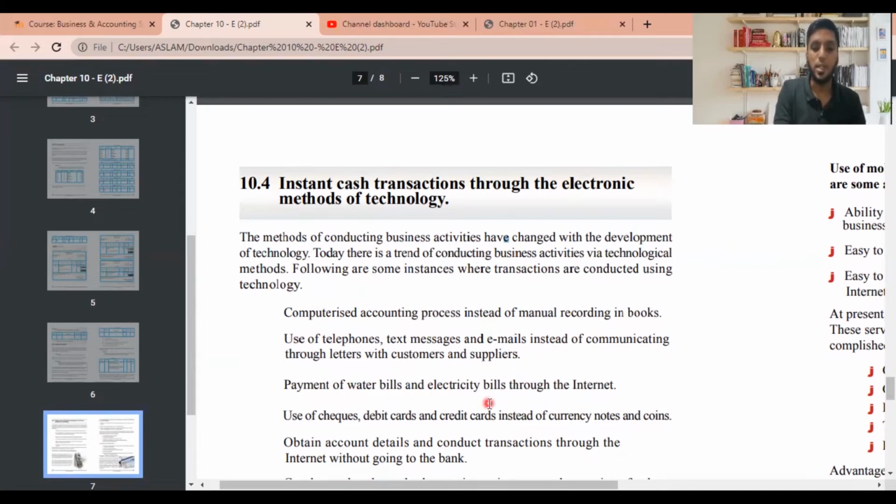Payment of water bills and electricity bills through the internet. As an accountant, you don't want to travel from one place to another. You can sit in one place and make the transaction complete. Then we have use of checks, debit cards, and credit cards instead of currency notes and coins. It's much safer, because if you lose currency notes and coins, it's very hard to replace. The person who is losing will take the responsibility.